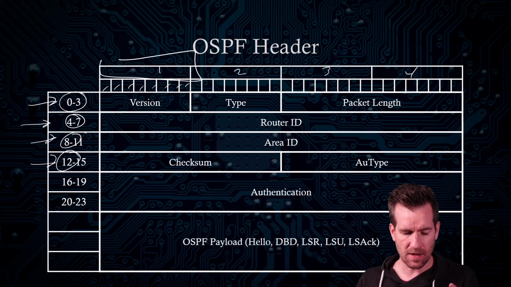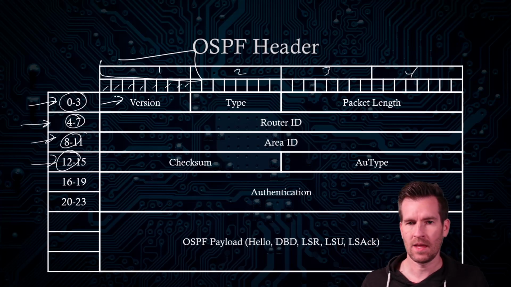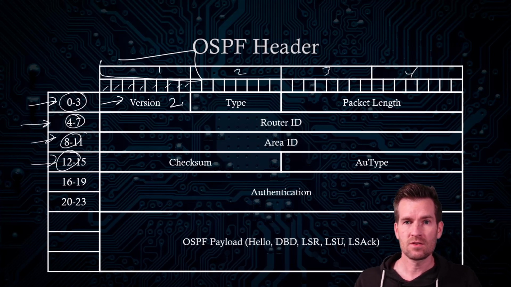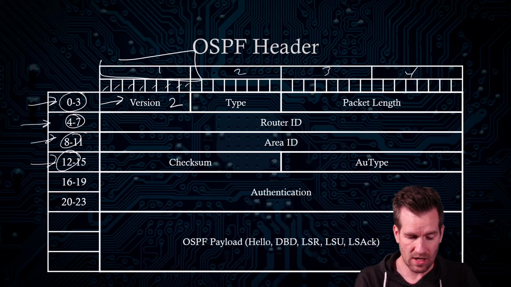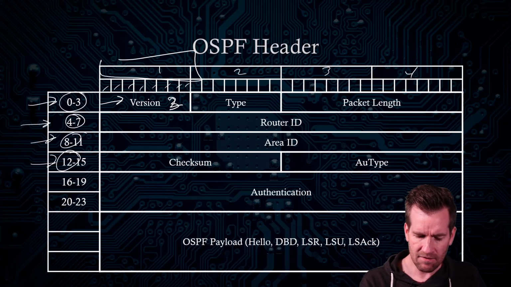What does the OSPF header look like? Well, first of all, we have the version here. And so for OSPF, we're going to be using version 2 for right now. So if we were to switch it to version 3, then we would find a 3 in this top part right here. Then we have the type.